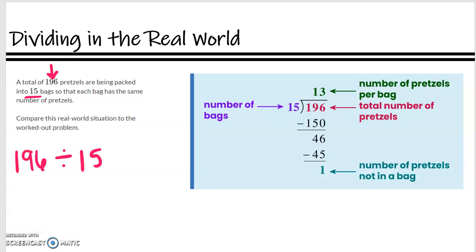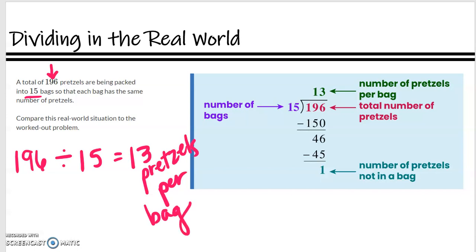So when you go through, you see that you can make 13 groups of pretzels. So 15 bags, 13 pretzels per bag. What does the remainder mean? That means that there's one left over, one pretzel. And we don't want to give it to anybody because, again, remember what they said, each bag has the same number of pretzels. So someone would just put that pretzel to the side and no one would receive that.